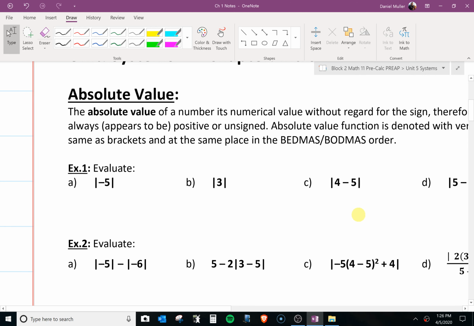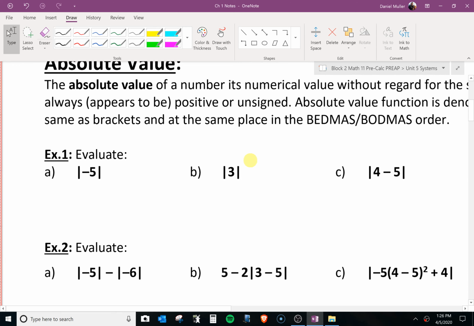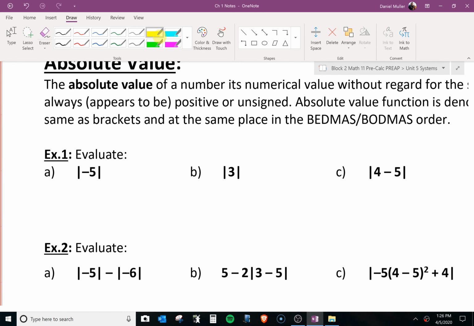We write absolute value as these brackets, brackets that are just little lines. We need to remember, and this is the most important part here, that we follow BEDMAS and that these lines are brackets. So you have to do inside the brackets first.